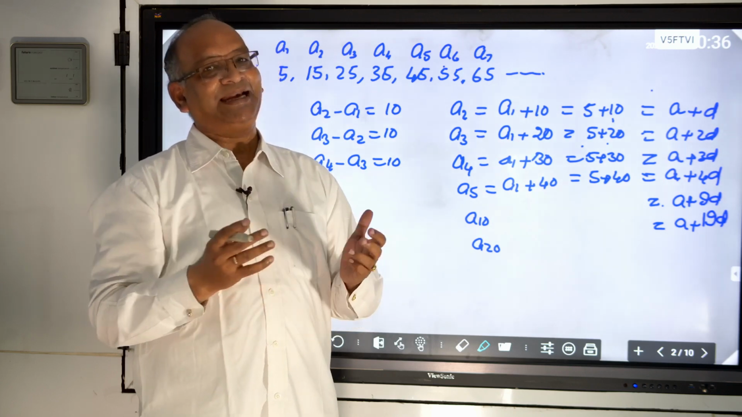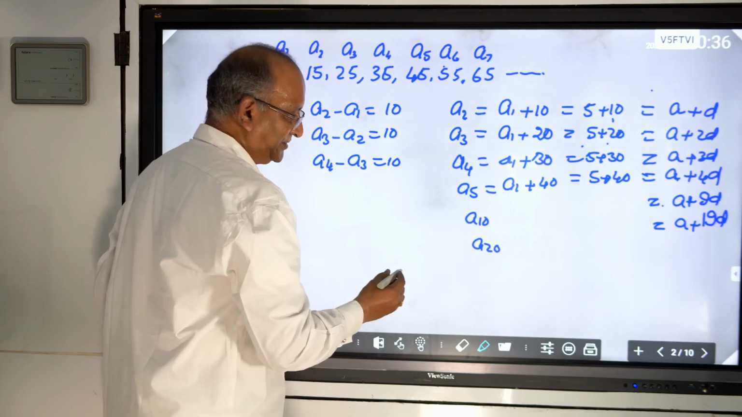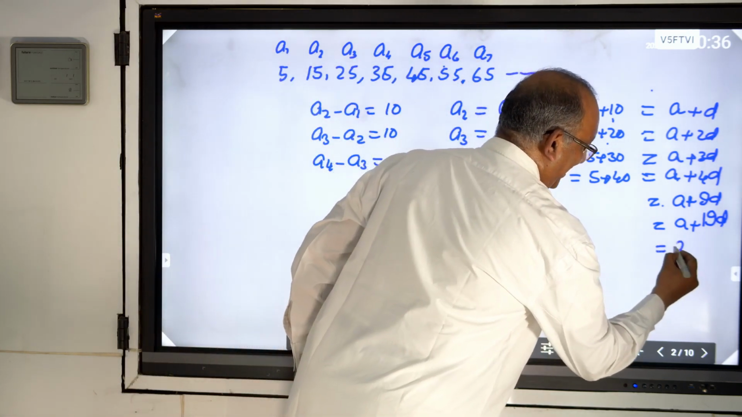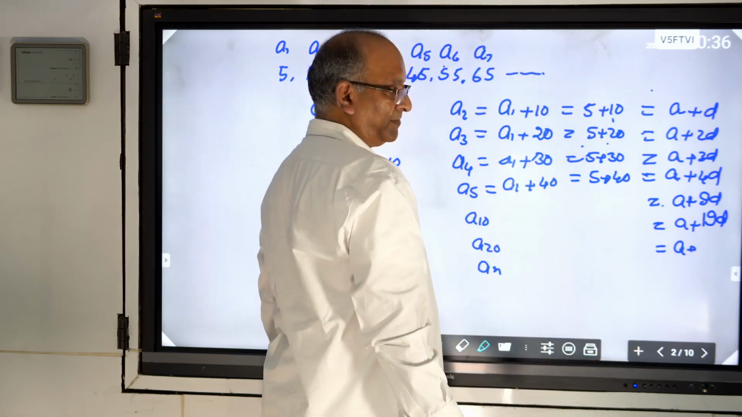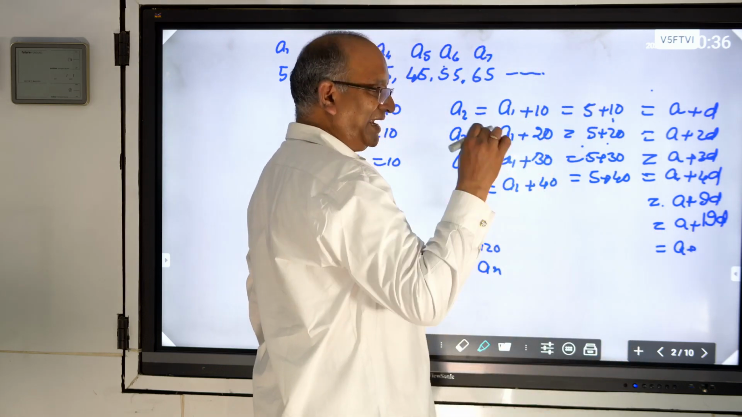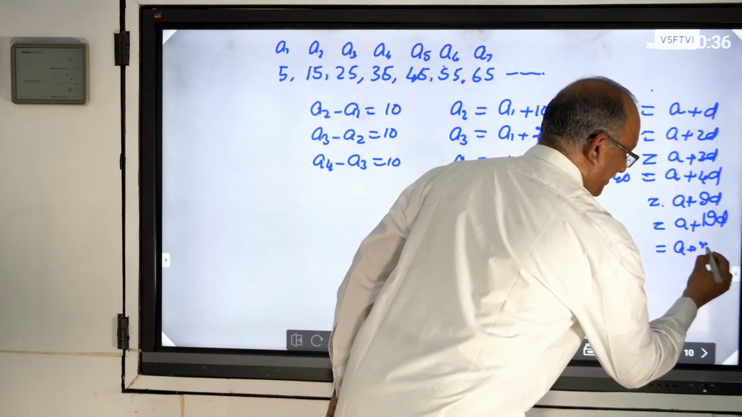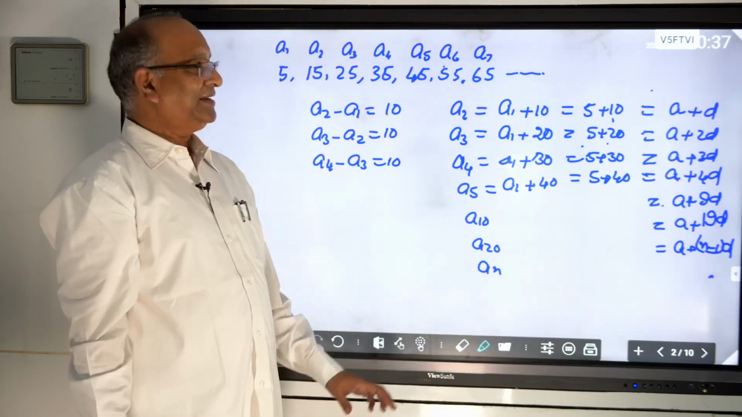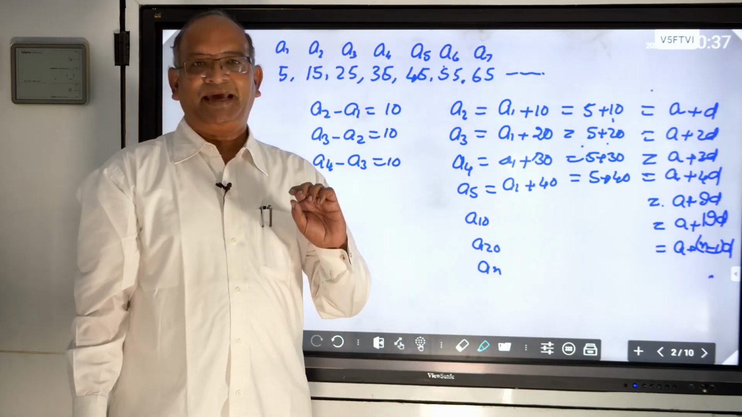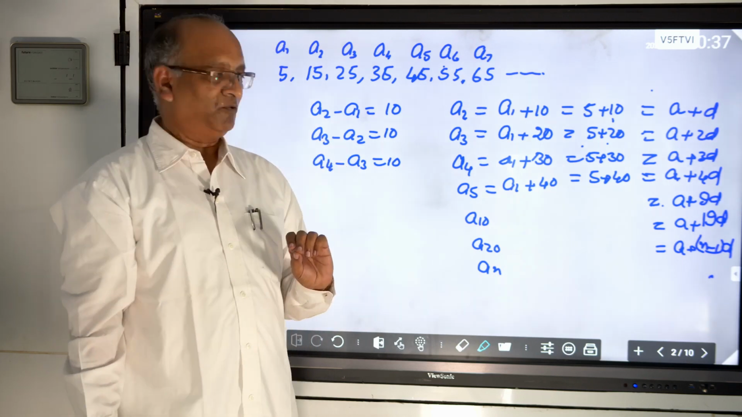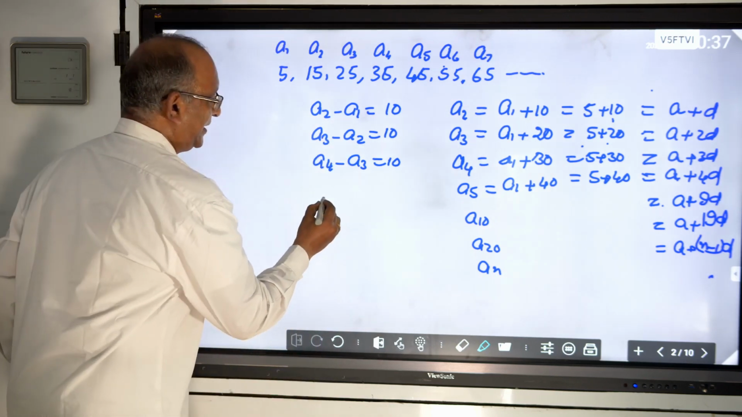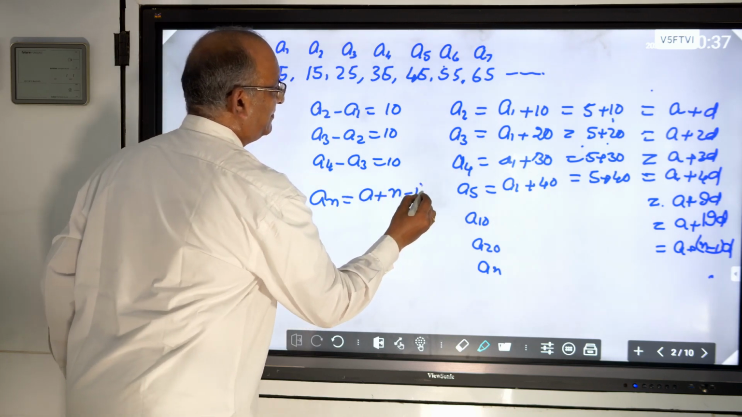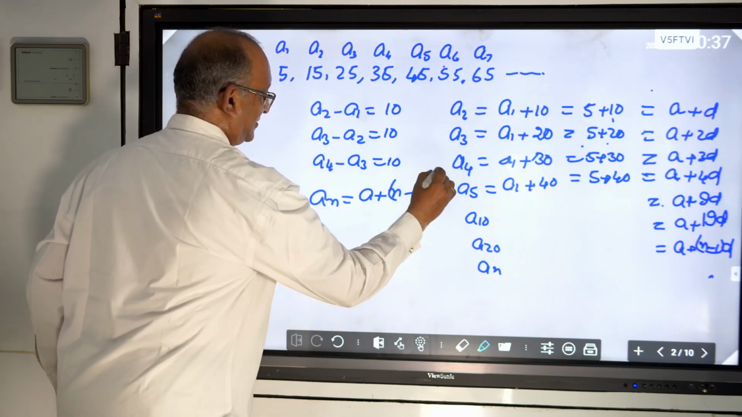The general term is called the nth term. So how are we going to get the nth term? Proceeding the same way, we are going to add A with how much D? One less than n. So it is n minus 1 times D. And this is called the nth term formula. So what is the nth term formula? An is equal to A plus n minus 1 into D.